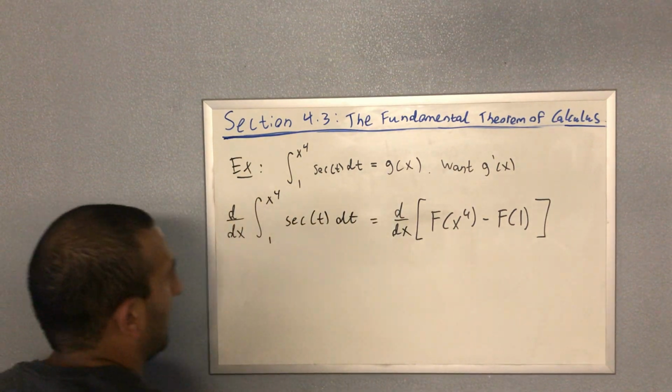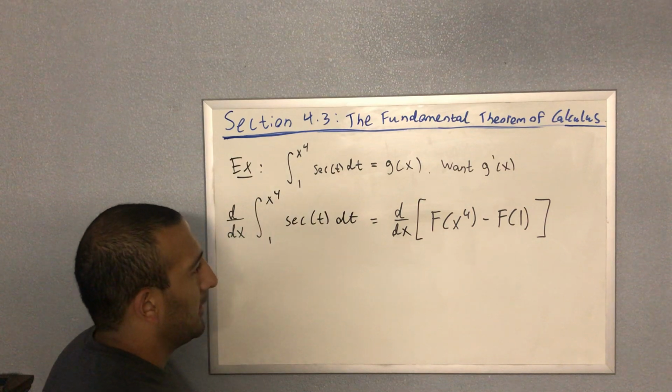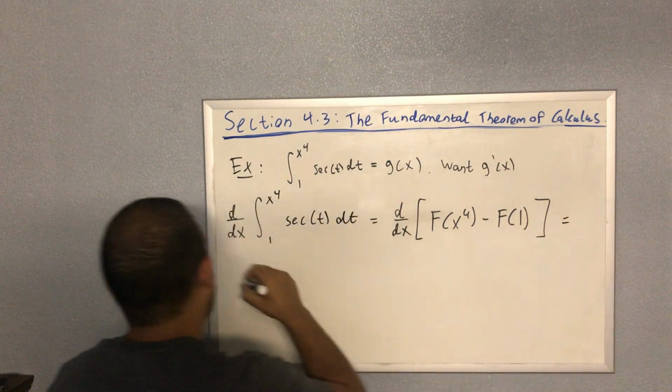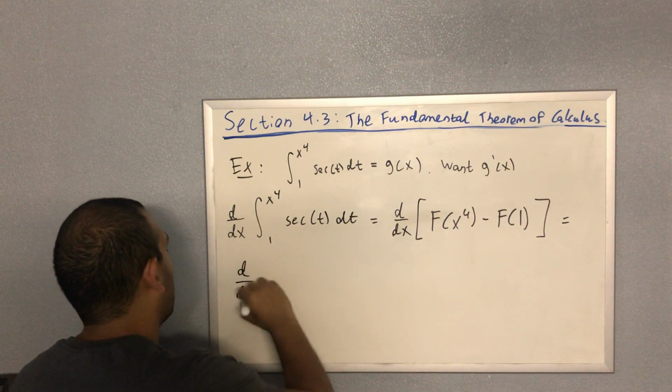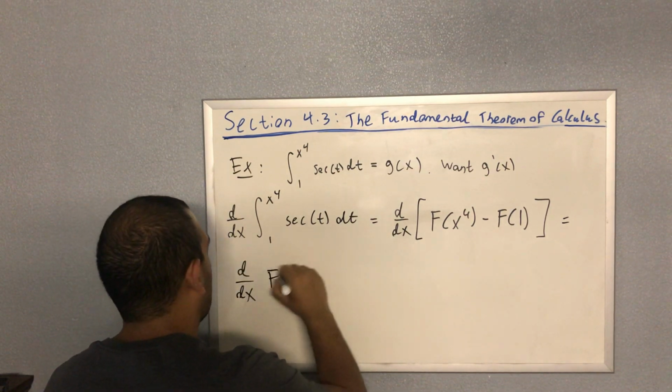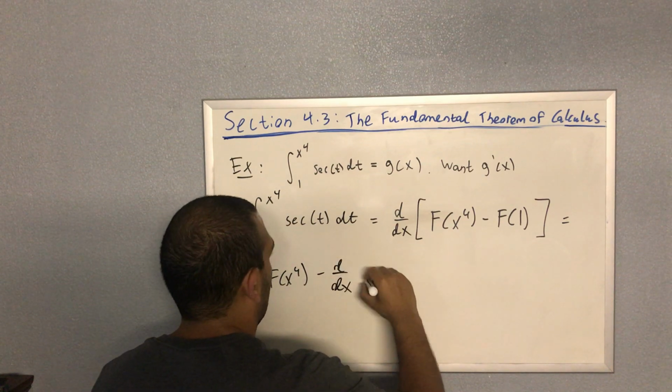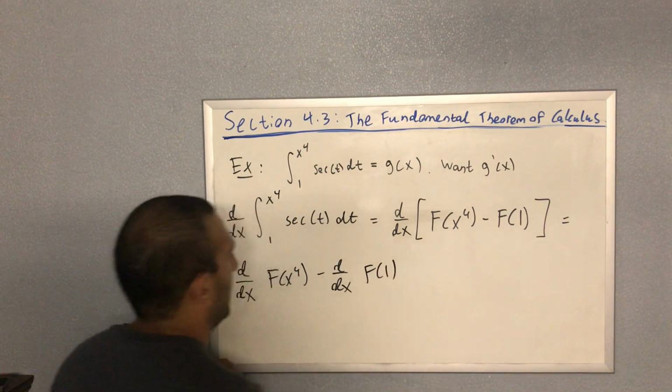And then, because of the derivative properties, we know this is the same thing as the derivative of the first guy minus the derivative of the second guy.